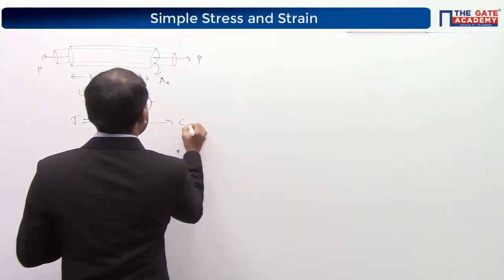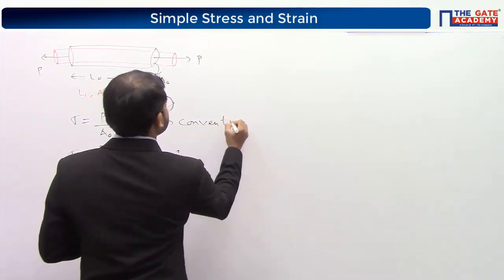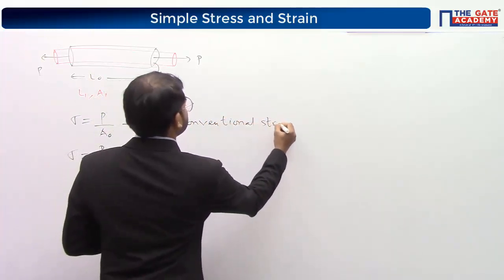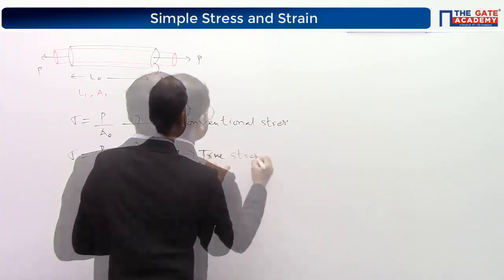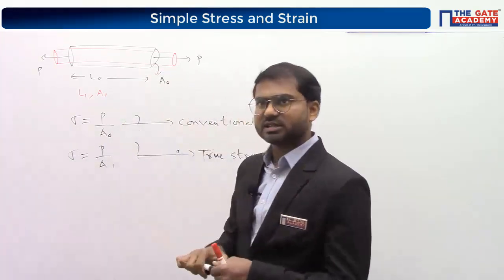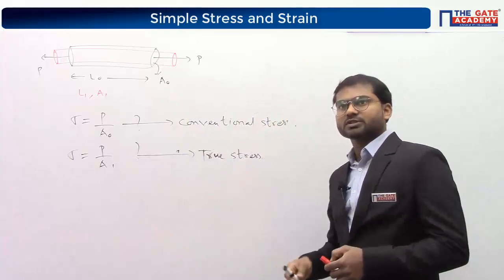So P by A1 is given the name true stress, and P by A naught is given the name conventional stress.